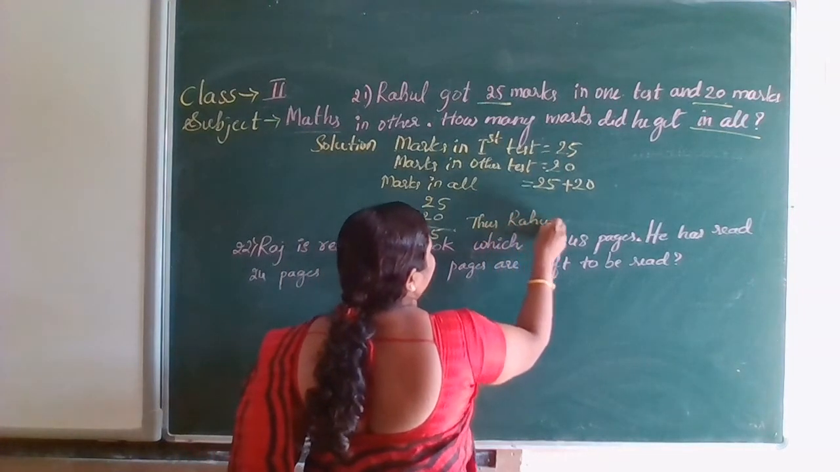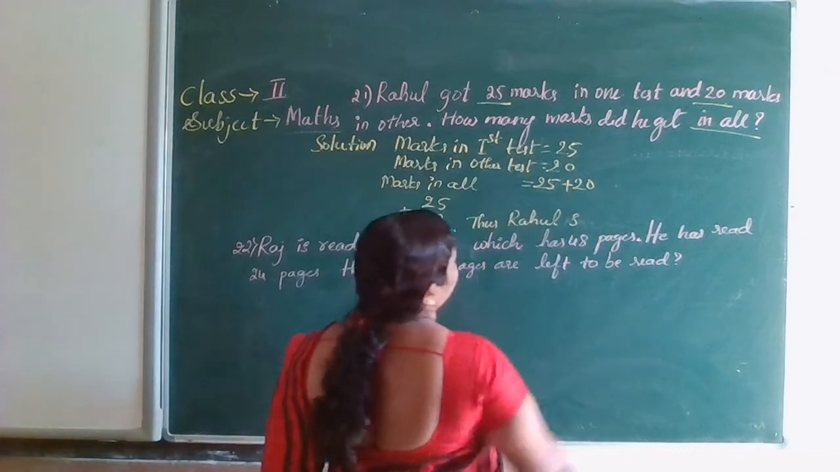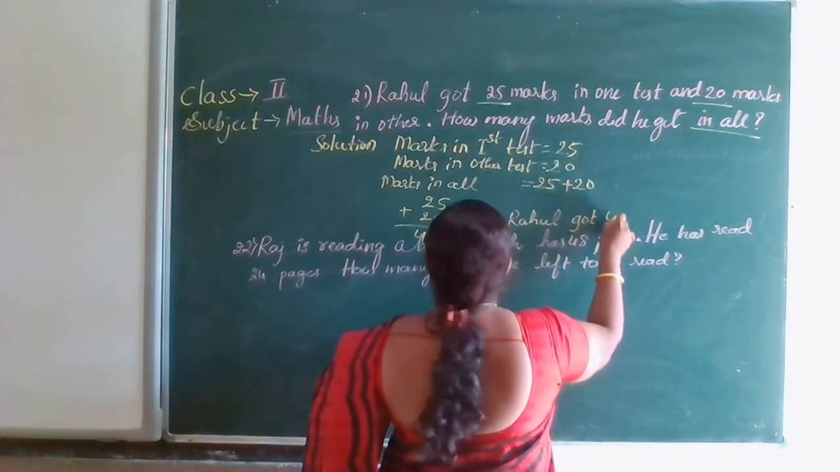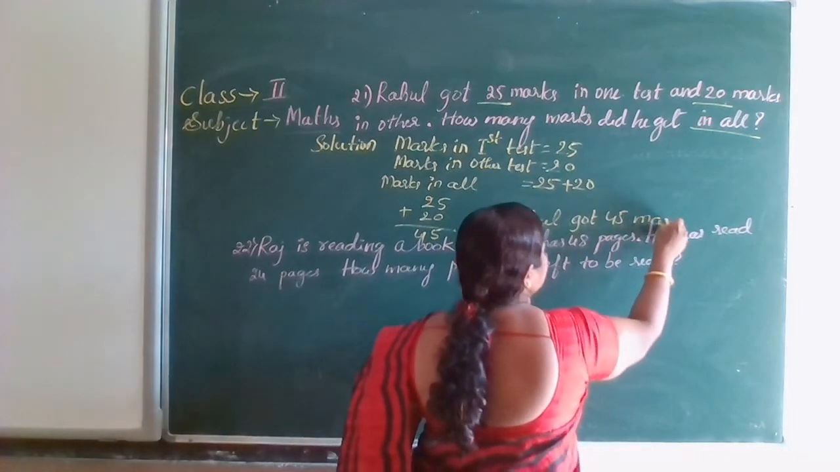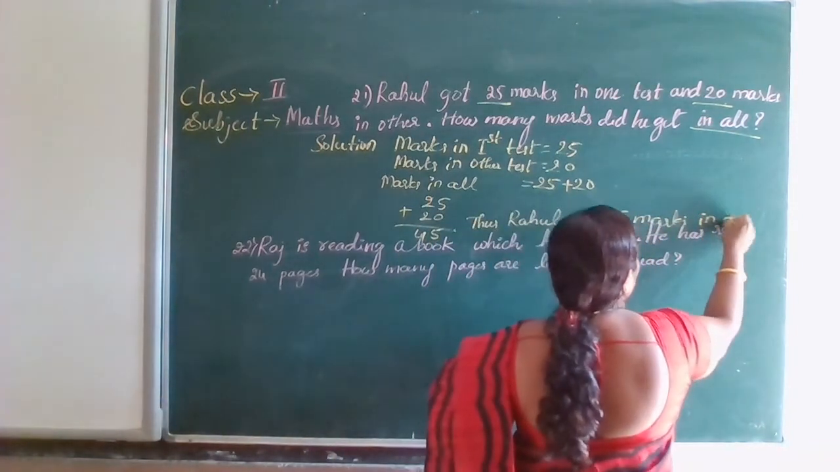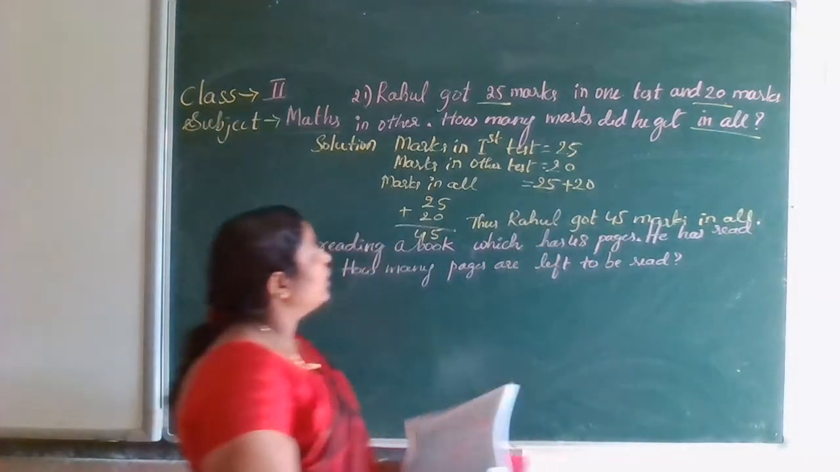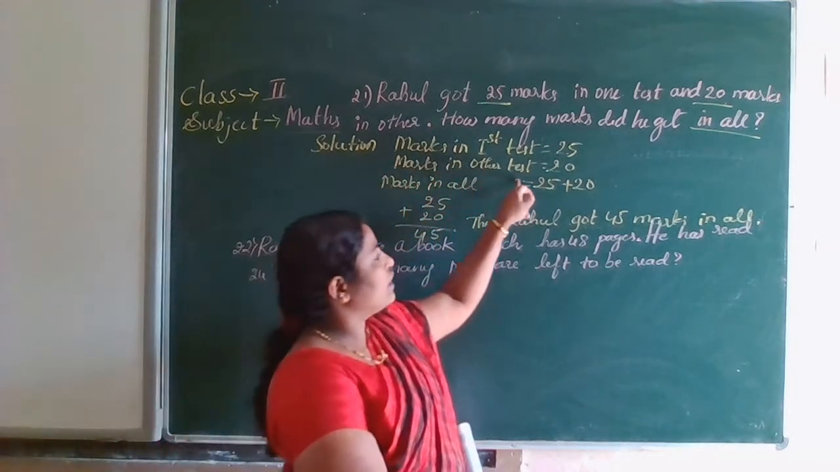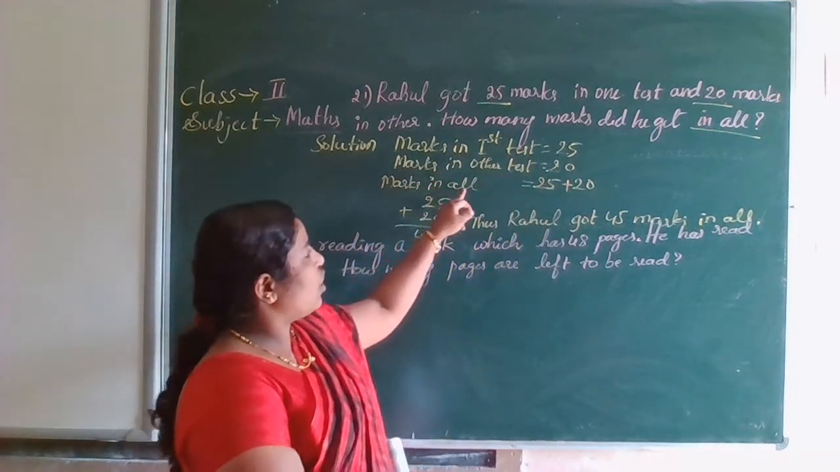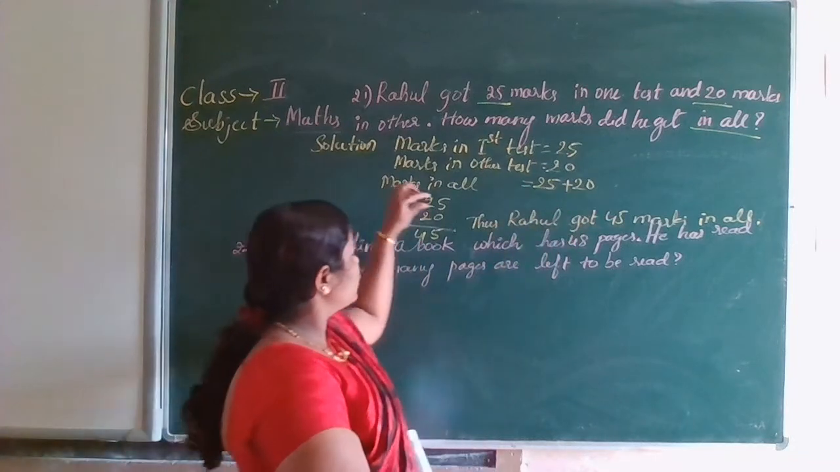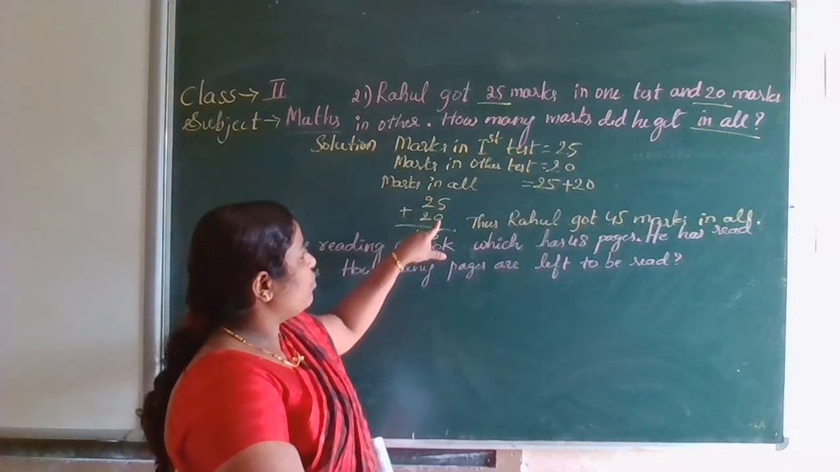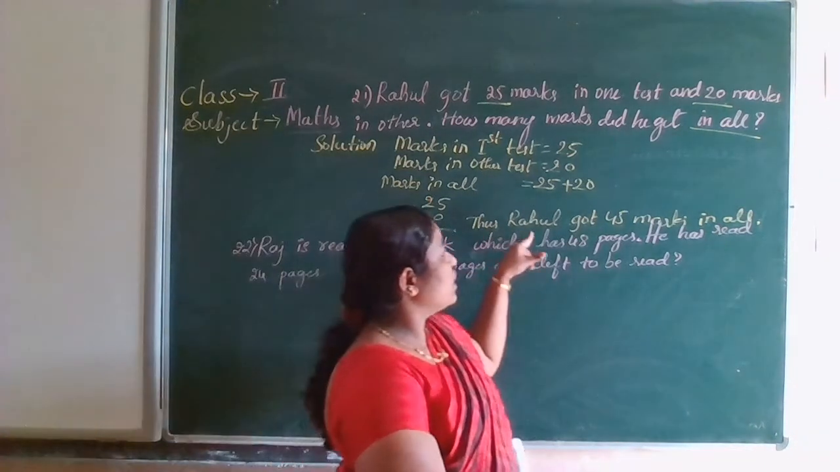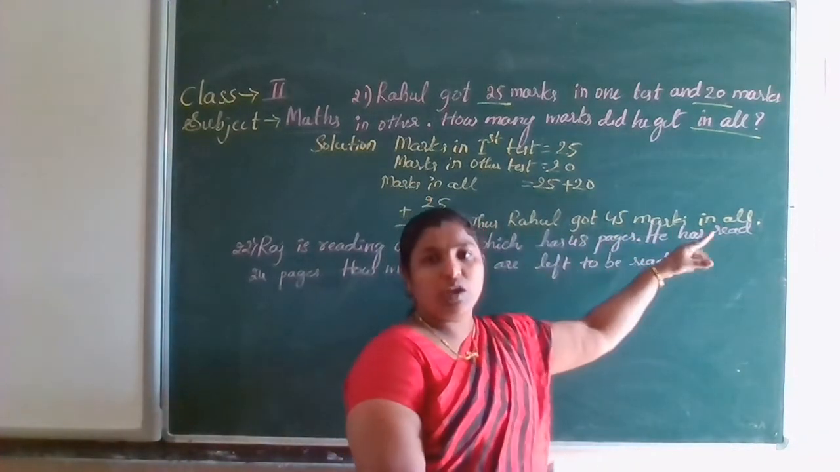Rahul got 45 marks in all. Okay. Marks in first test 25. Marks in other test 20. Marks in all, 25 plus 20. So 25 plus 20: 5 plus 0 is 5, 2 plus 2 is 4. Thus, Rahul got 45 marks in all.